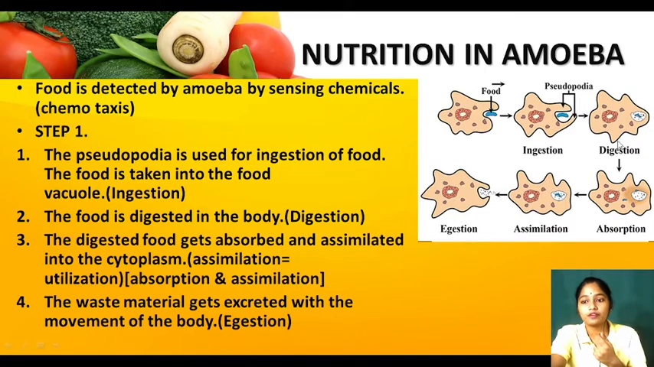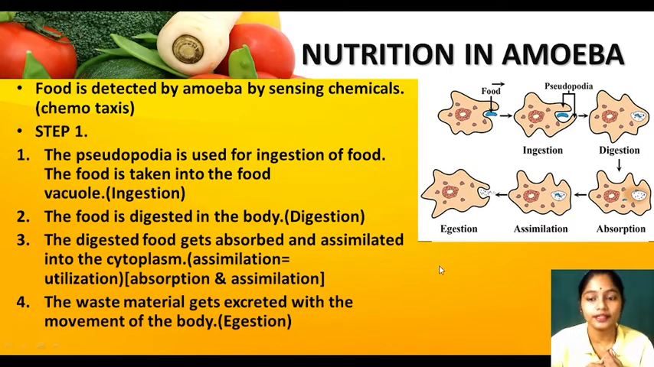So after the food vacuole, digestion will happen. The food is divided into simple, smaller substances. Here absorption will occur. After that, assimilation, it will be utilized by the body. After that, certain waste product is there and it will be removed from the body by the process of egestion.